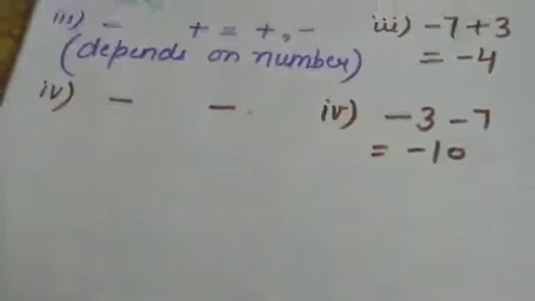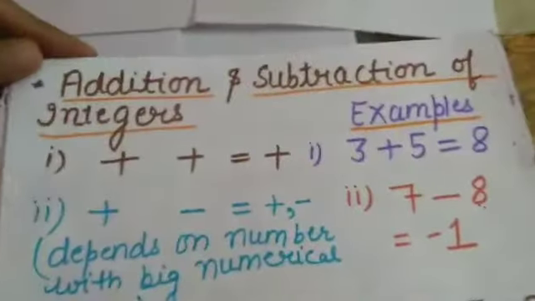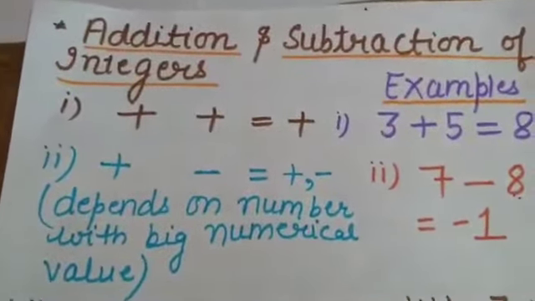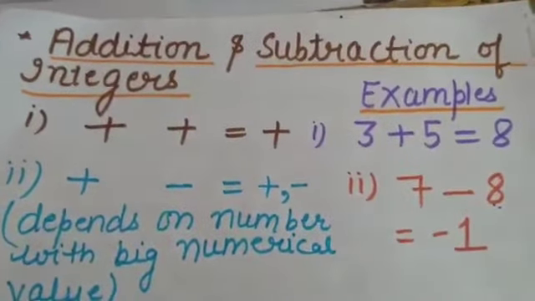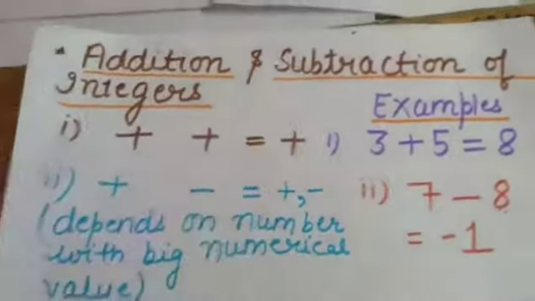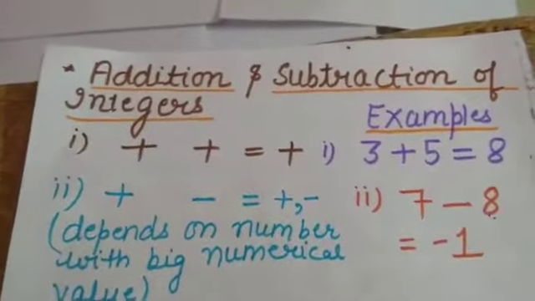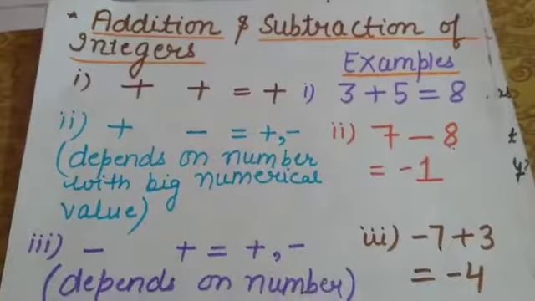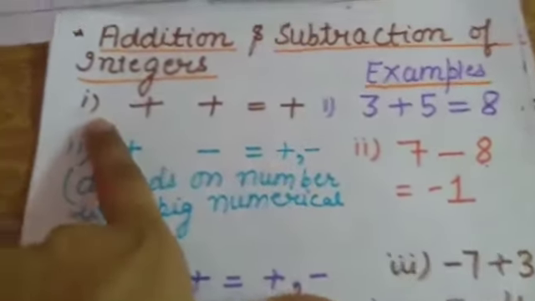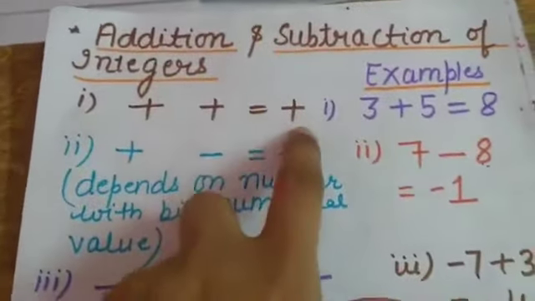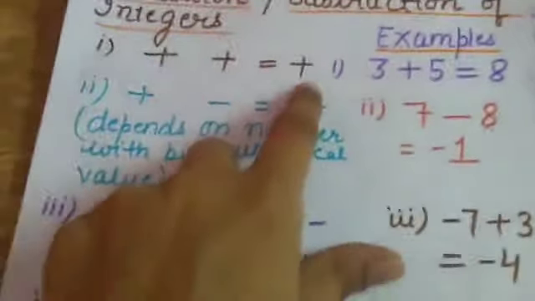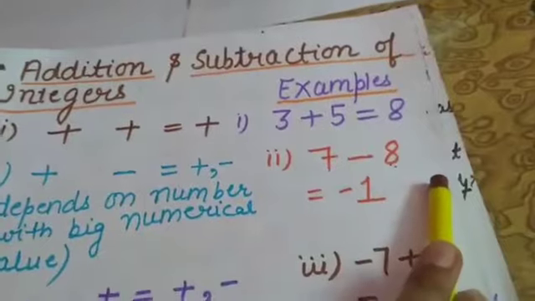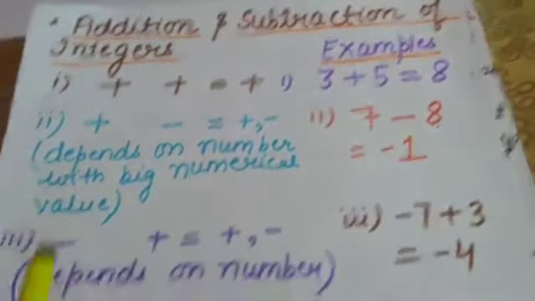Now come to the next topic, how to add and subtract the integers. This you have done in class 6 also, in the chapter integers in class 6. So we have 4 points to be careful with. First one is, when you are adding two positive integers, you will get a positive integer. Example, if you are adding 3 and 5, you will get a positive integer, that is 8.